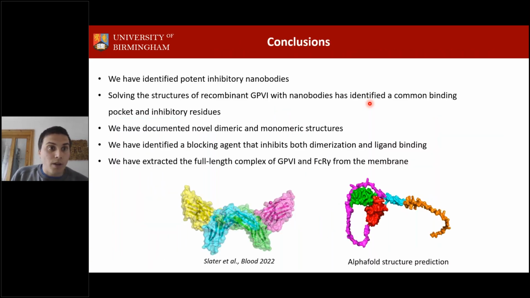So in conclusion, we've characterized and identified a series of potent inhibitory nanobodies that can be used as antithrombotics for GP6. By mapping the binding sites, not only did we find out where they bind, we also found two novel conformations of the receptor. So it's linking drug discovery with structure function. We've identified another blocking agent in glycosumab that inhibits both dimerization and ligand binding, which offers another mechanism of inhibiting this receptor. And now we're moving towards looking at the full-length complex of GP6 in the membrane.